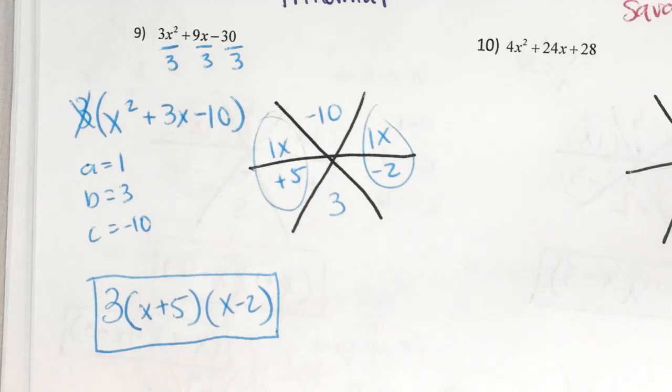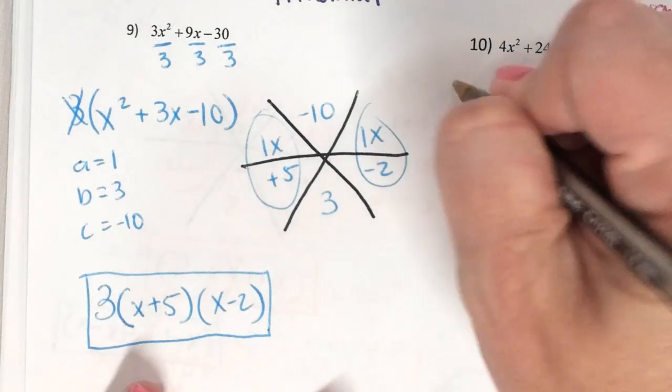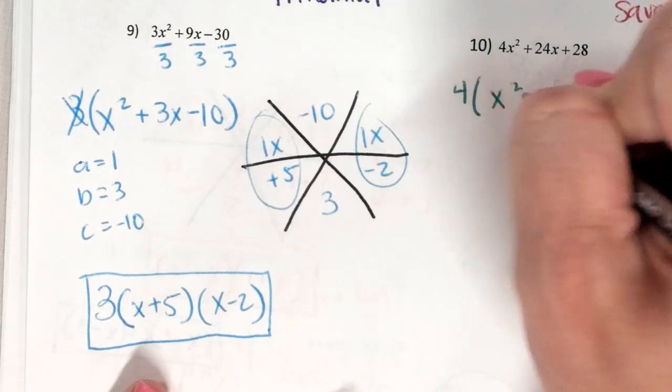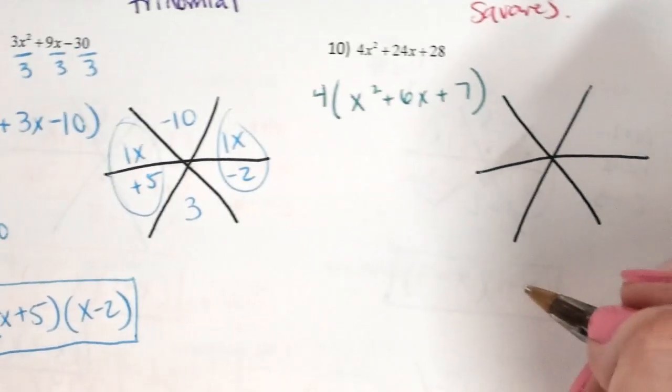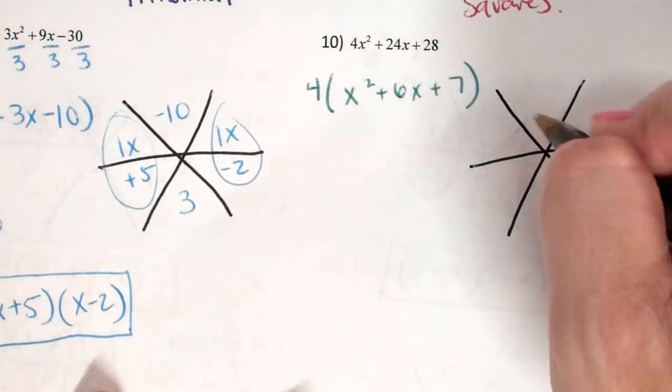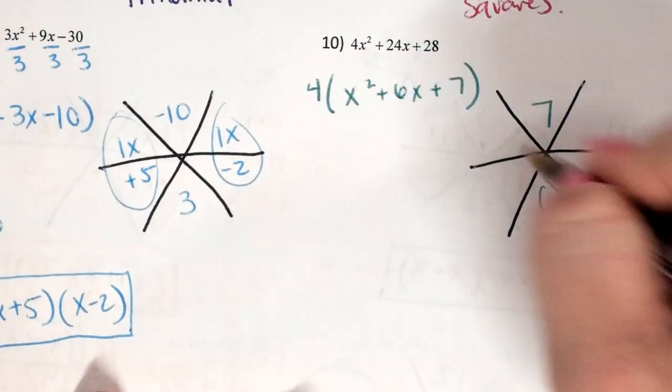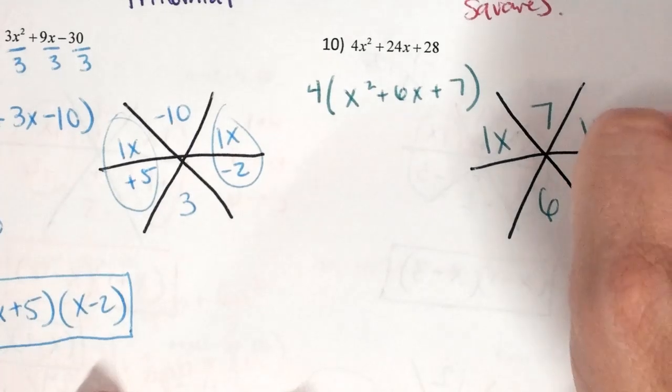Number 10, what do I do? Yeah, take out my GCF. What's my GCF? 4. So when I take that out, y'all, I'm left with x squared plus 6x plus 7. So now I try to factor that. Well, a times c is 7, b is 6, a is 1, so 1x, 1x.